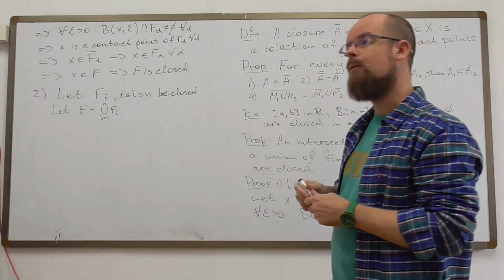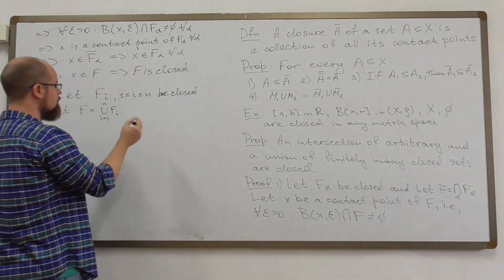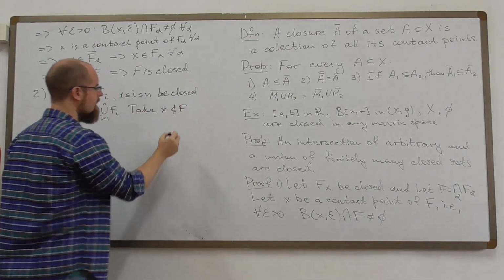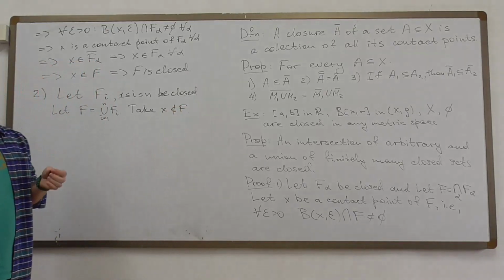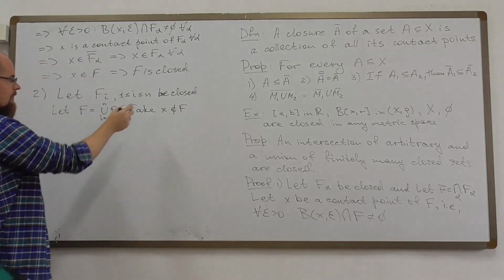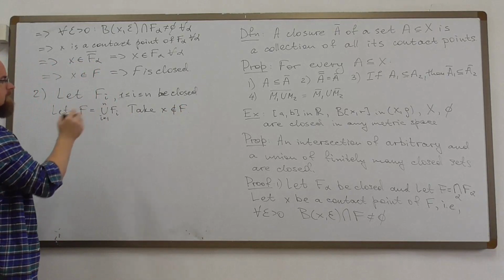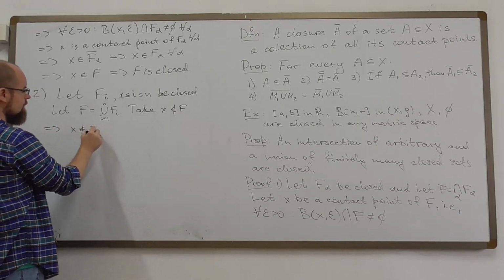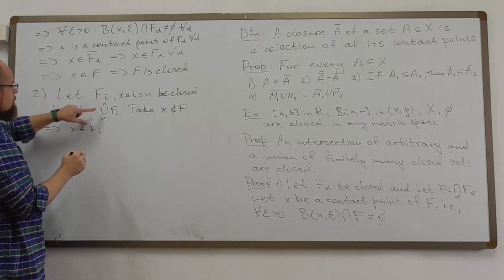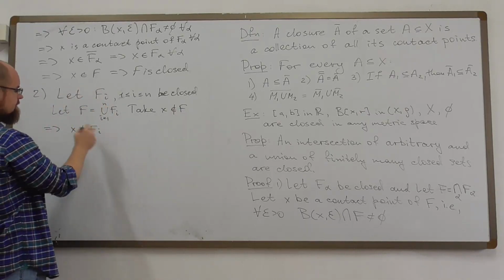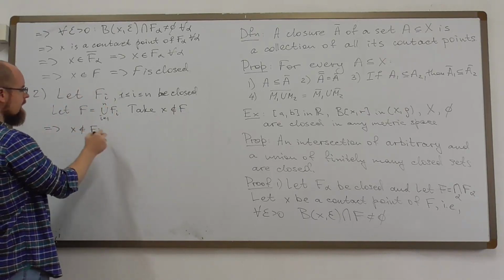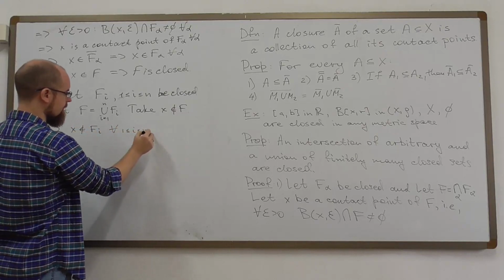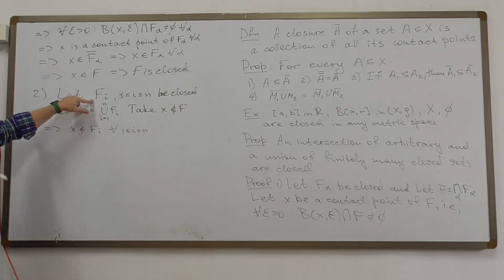For this part of the proof, we will take a point X which does not belong to F, and then we will show that this point is not a contact point of F. So if X does not belong to F, then X does not belong to the union of all of these sets. So X does not belong to any Fi. But we know that all Fi's are closed.